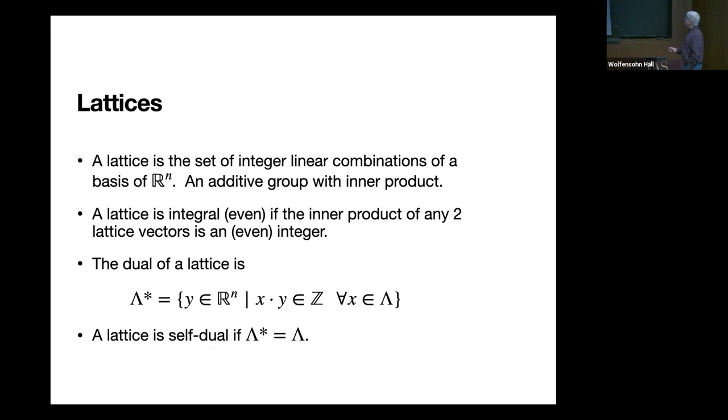And we say that a lattice is integral if the inner product of any two lattice vectors is an integer. And we'll call a lattice even if the inner product of any two vectors is an even integer. Okay, the dual of a lattice is the set of all points whose inner product with any element of the lattice is an integer. And a lattice is self-dual if this obvious relation holds. So self-dual lattices are especially nice, and there's a whole mathematical theory associated with them. And as we know, they arise in string theory and other physics contexts.